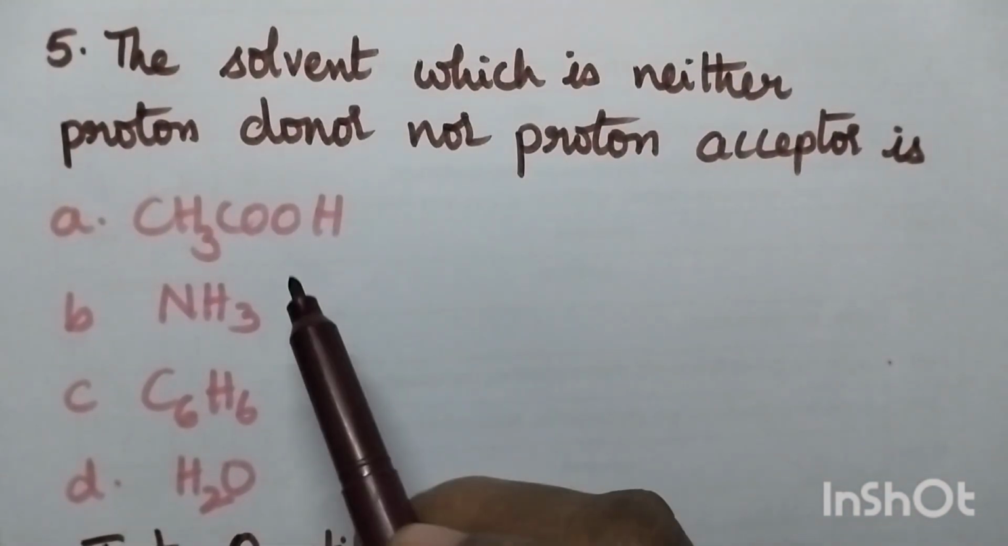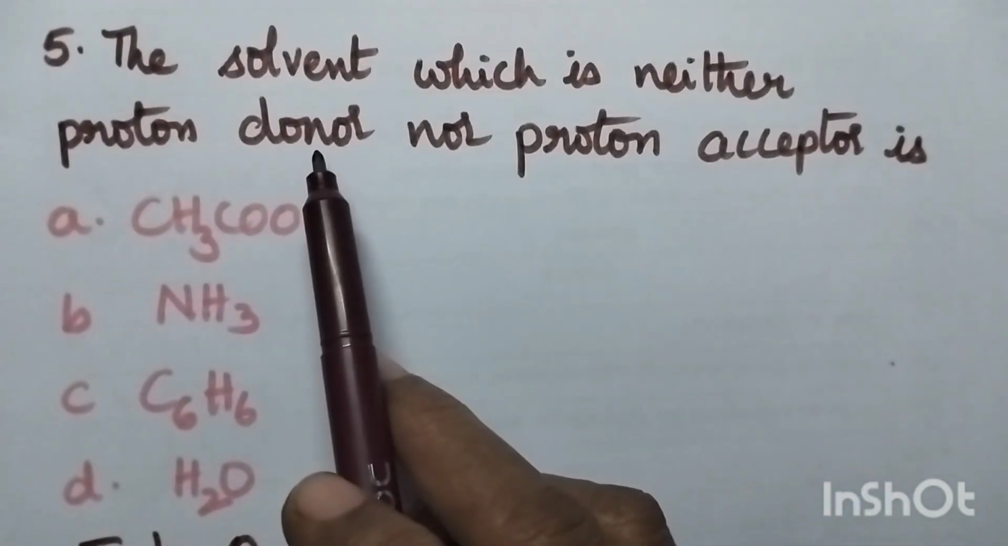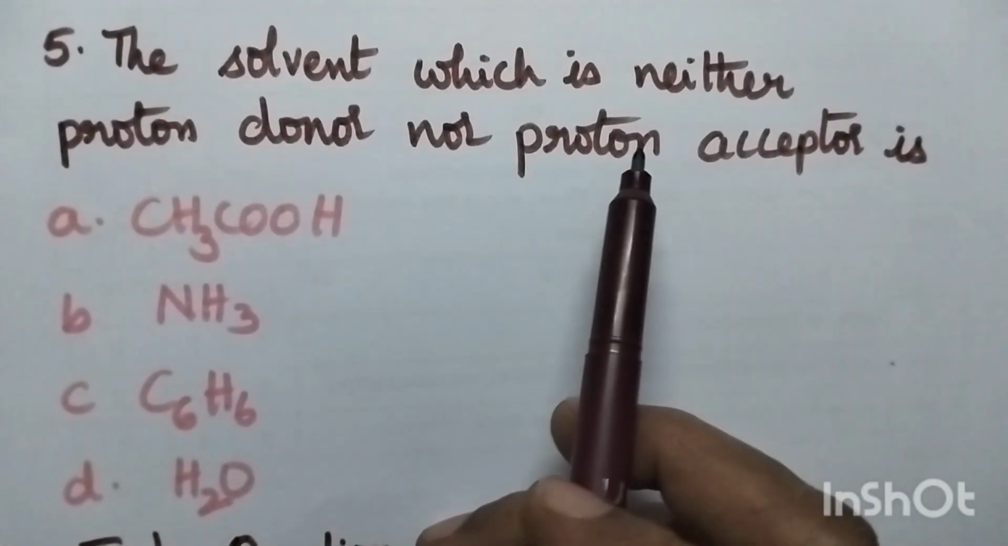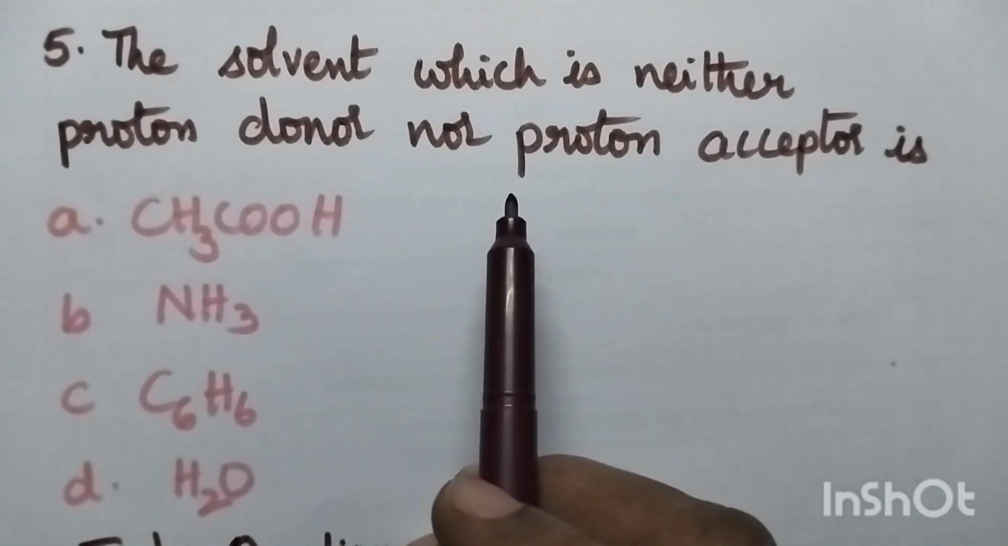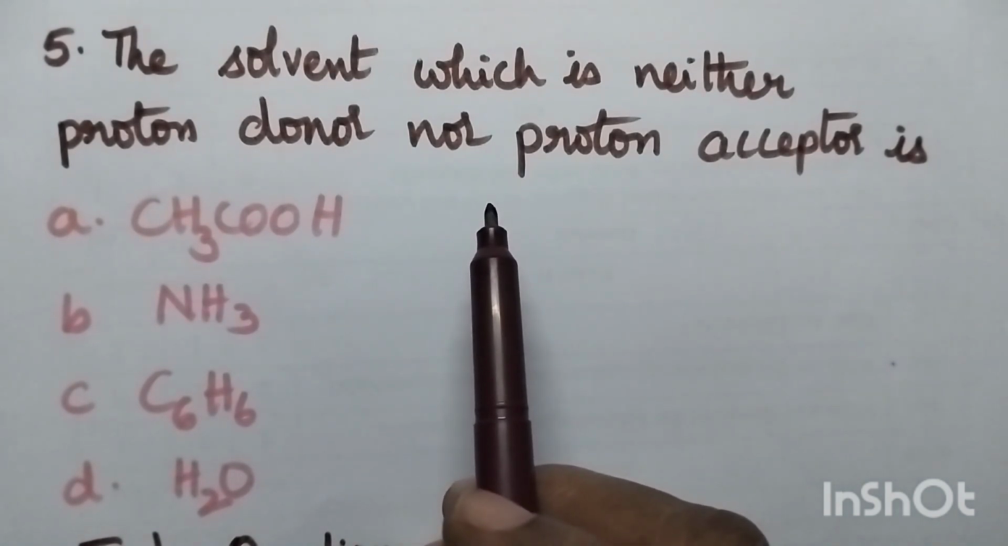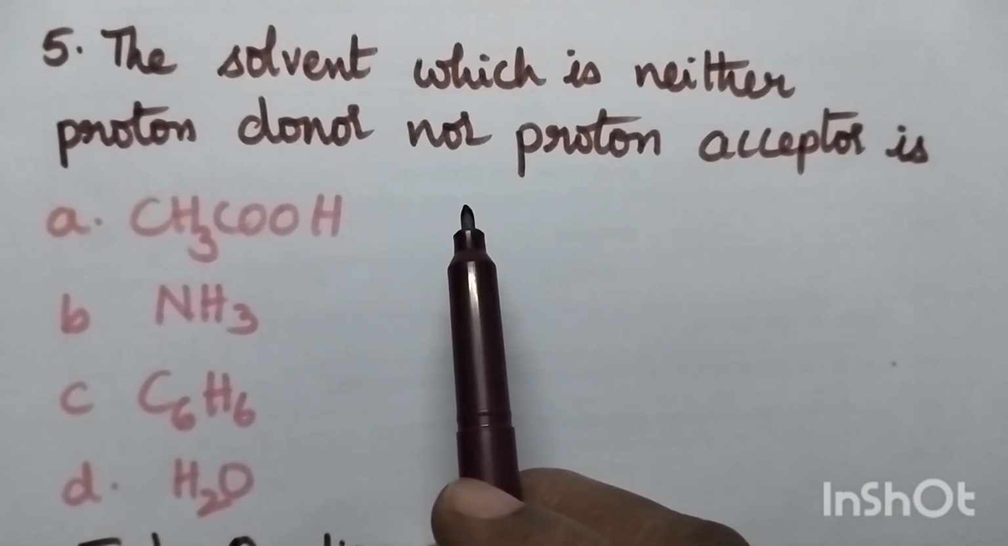Moving to the fifth question, the solvent which is neither proton donor nor proton acceptor is. So it is called an aprotic solvent. Generally organic solvents are aprotic solvents. You just pause the video and try to answer.